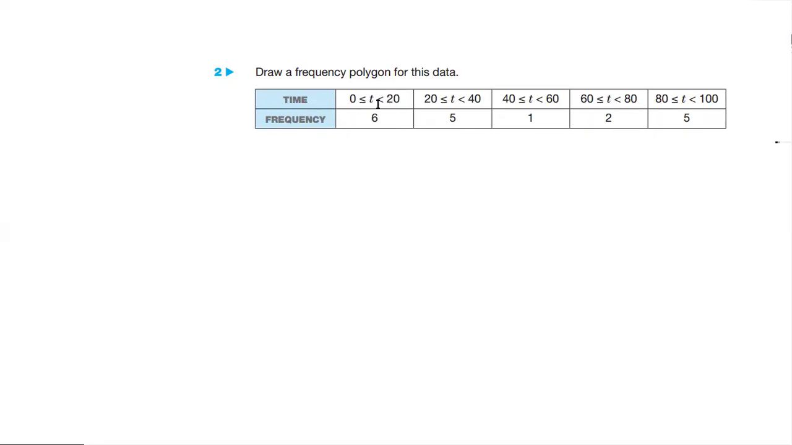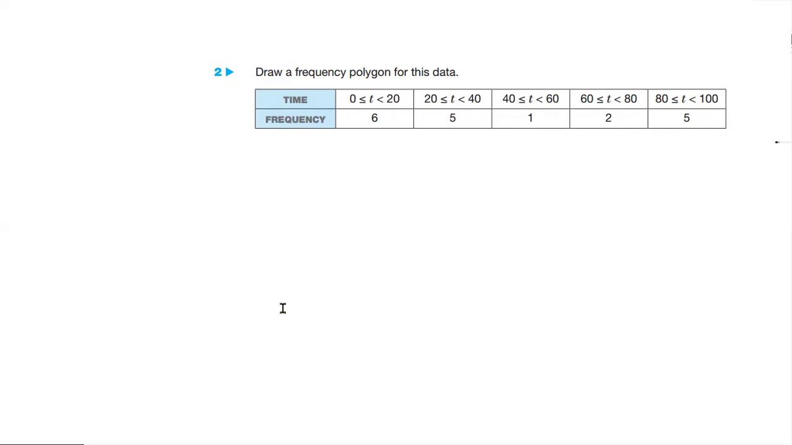Here we have the range of time, which is from 0 to 20, and then 20 to 40, 40 to 60, 60 to 80, and 80 to 100. First thing you have to do to draw a frequency polygon, you need to find the midpoint of each one of them. This way you'll turn each into one number, and then you'll have the coordinates.